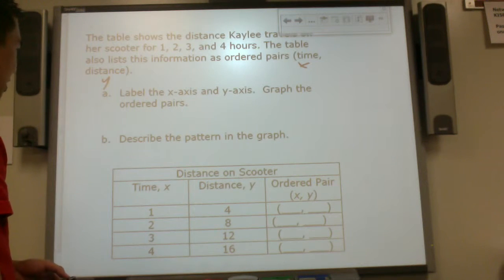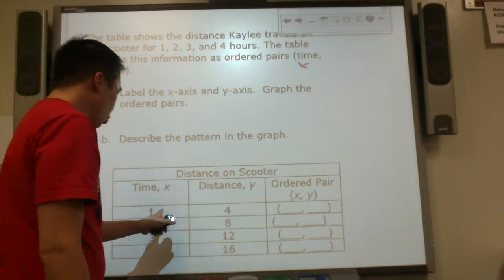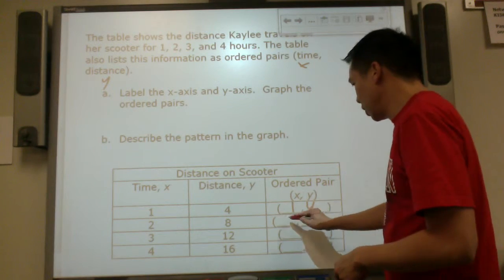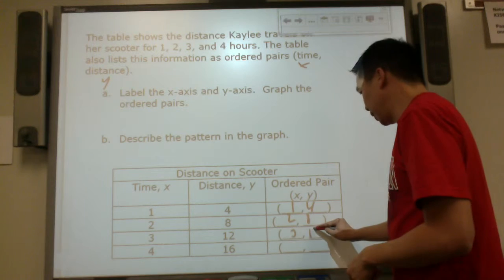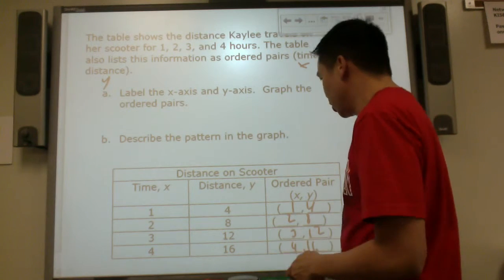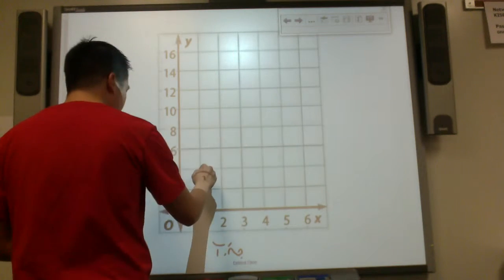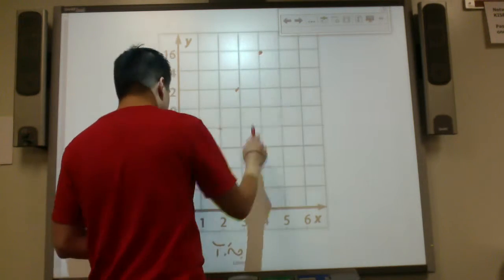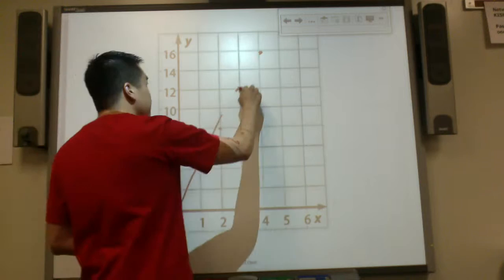All right, we just did that. Now graph the ordered pair. So 1 is the time, 4 is the distance. 2, 8, 3, 12, 4, 16. So 1, 4, 2, 8, 3, 12, 4, 16. So we just graphed it.